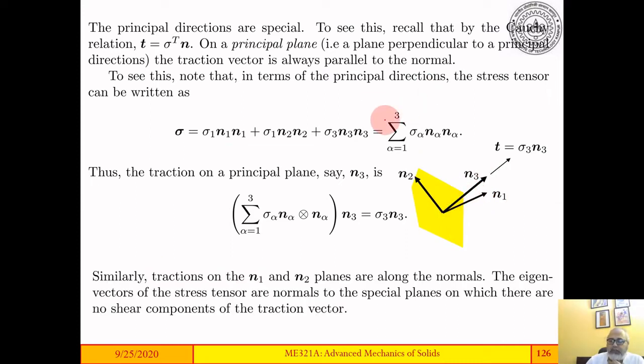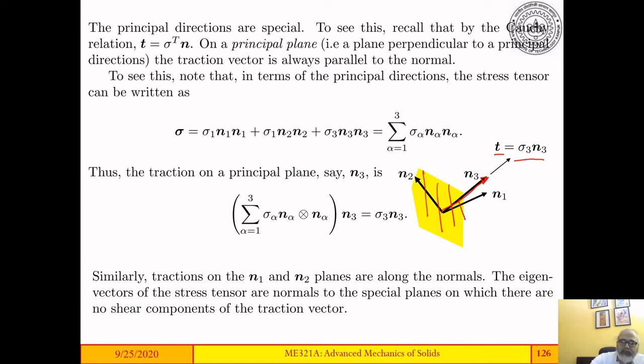So what is the consequence of the fact that on the plane defined by the normal n3, the traction is sigma 3 n3? The consequence is that this traction does not have any components along the n1 n2 plane. Along this yellow plane, it does not have any component. The component is purely in the normal direction, which means that when described in the n1, n2, n3 coordinate system, the stress tensor is diagonal. It does not have any shear components. It's purely diagonal, and the diagonals are formed by sigma 1, sigma 2, sigma 3, the principal values.